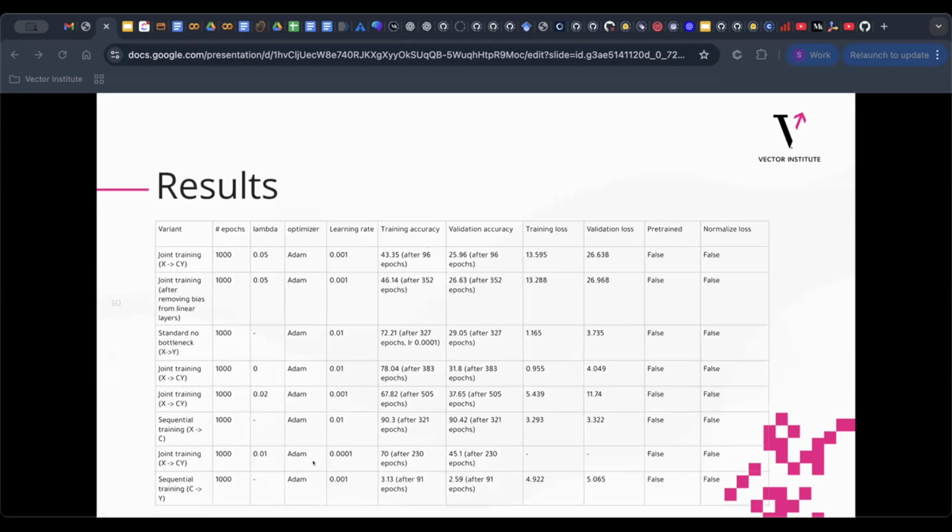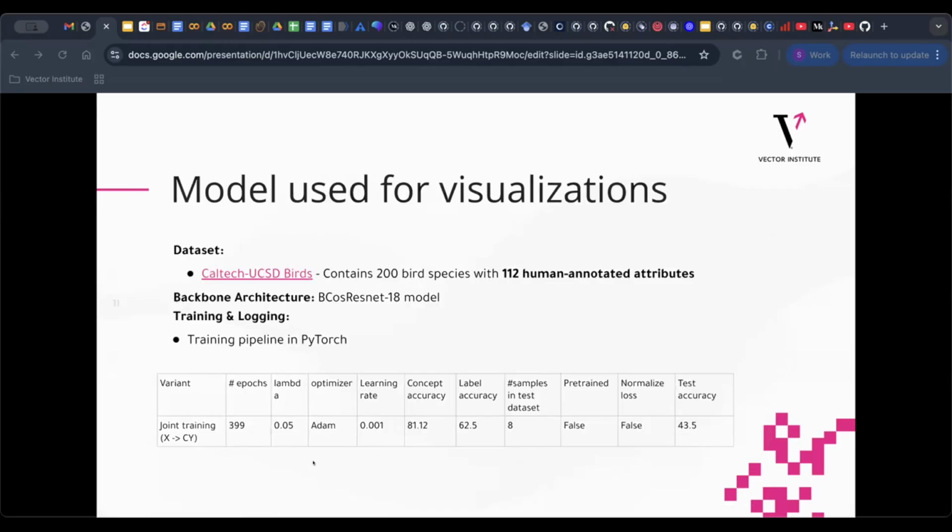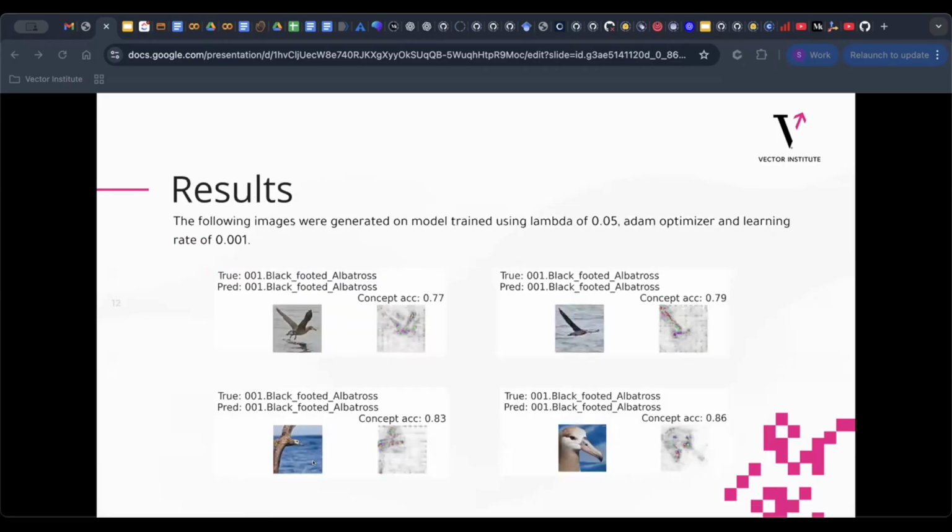So these are the results. We did some extensive experimentation for this part because the model didn't give us the output as we anticipated. That's why we ended up doing a lot of experimentation. The best performing model was the one we got from joint training after training for 399 epochs, and these are the losses, accuracy, and the other parameters. This is what we got from that best performing model after replacing the vanilla CNN with the BCos network in the CBM.